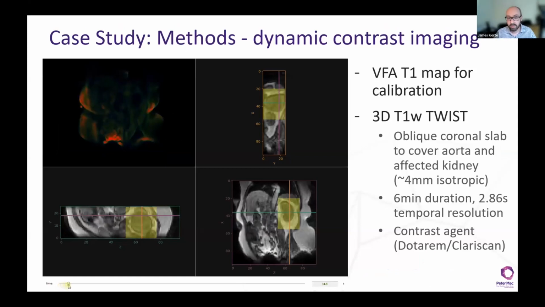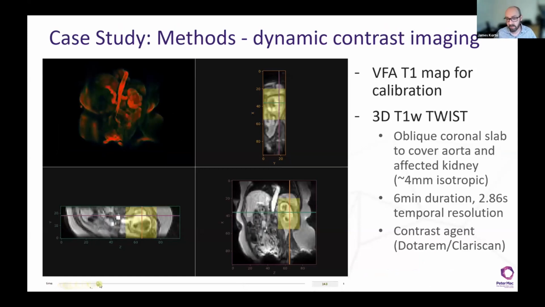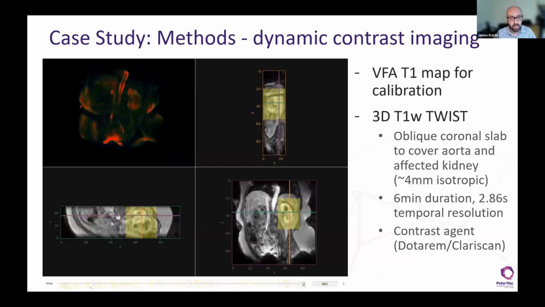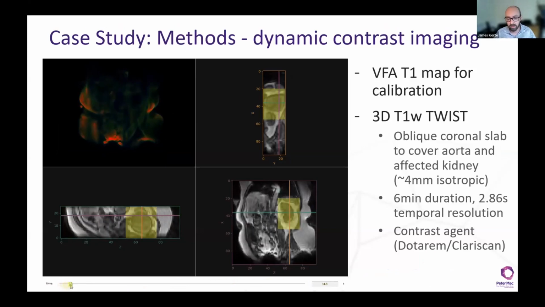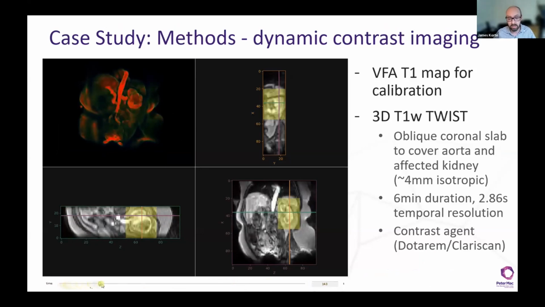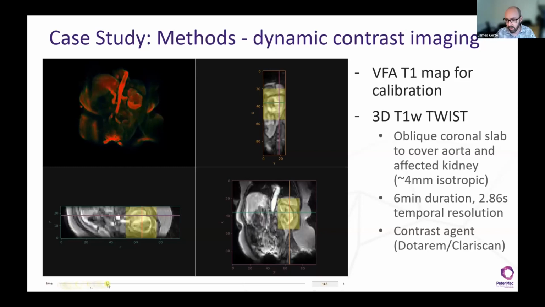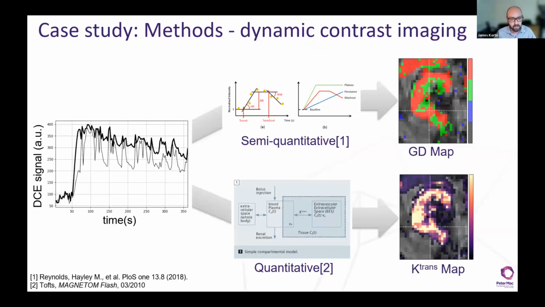For the dynamic contrast enhanced imaging, we acquire this with a fast 3D volume sequence. We use T1 weighted twist. And this allows us to look at the injection of intravenous contrast agent, how that moves around the body. In particular, we're interested in how this gets taken up into the tumor in the kidney, and then also how it is cleared from that tissue. And for that, we use an oblique coronal slab, as it allows us to cover the affected kidney, but also the aorta. And from that, we can get a patient-specific arterial input function. We take these for a roughly 6-minute duration, and the temporal resolution is around 3 seconds.